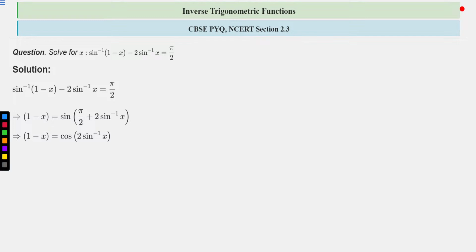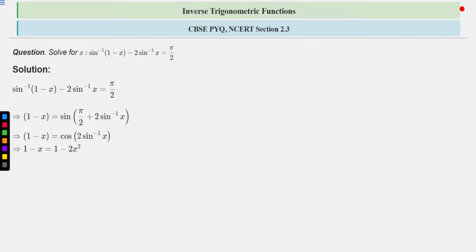Therefore 1 minus x will be equal to, we know that sine pi by 2 plus theta is basically cos theta, right? So 1 minus x will be equal to cos 2 sine inverse x. So 1 minus x will be equal to 1 minus 2x square, isn't it?